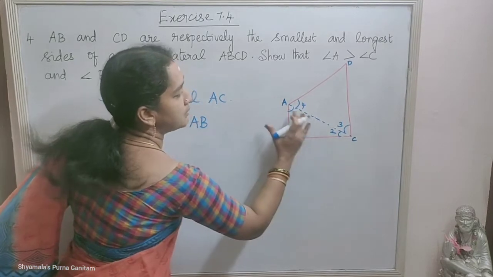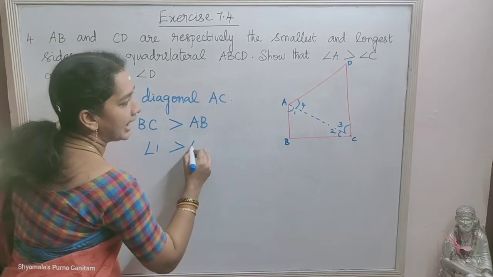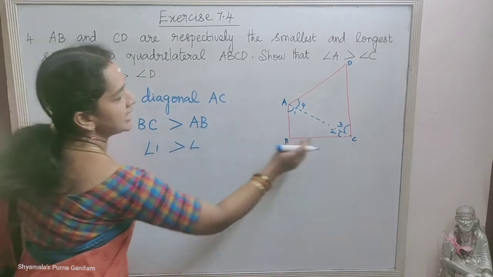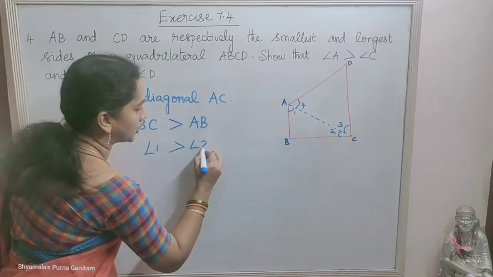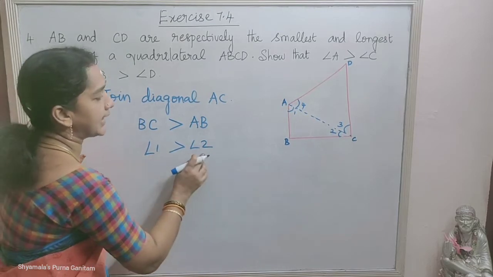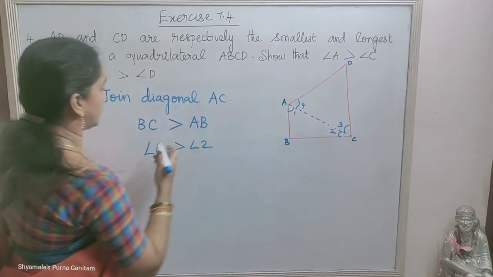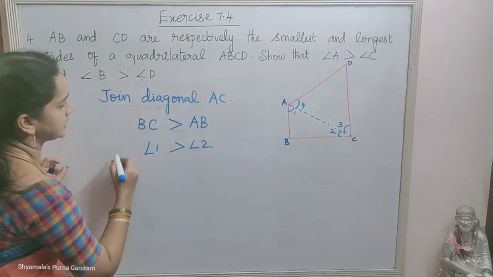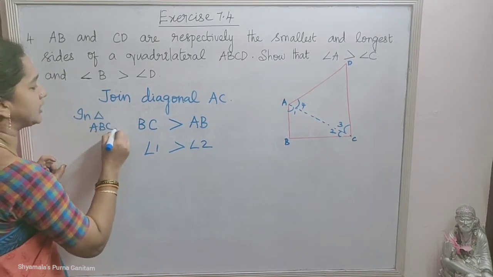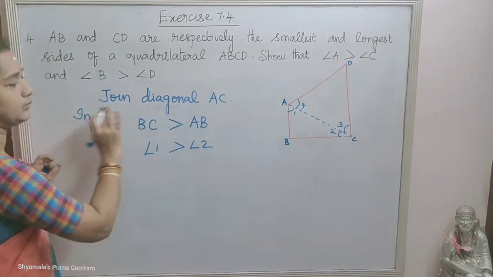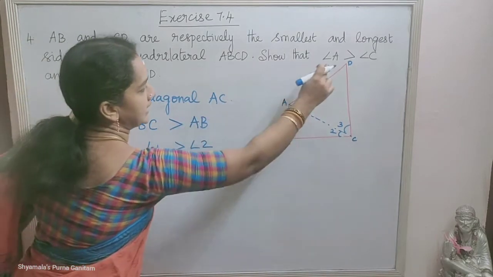So opposite to this BC is angle 1. Opposite to AB we have this angle 2. So angle 1 is greater than angle 2. Okay, so this is for this triangle. When we take the other set of triangle, first we will take triangle ABC. In this triangle, we got a statement like this. Same way, in triangle ADC.